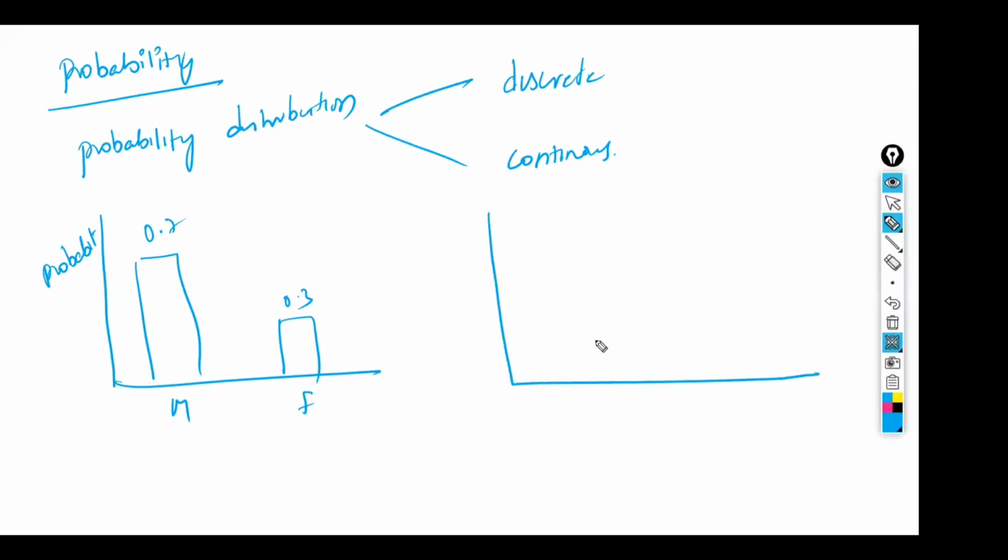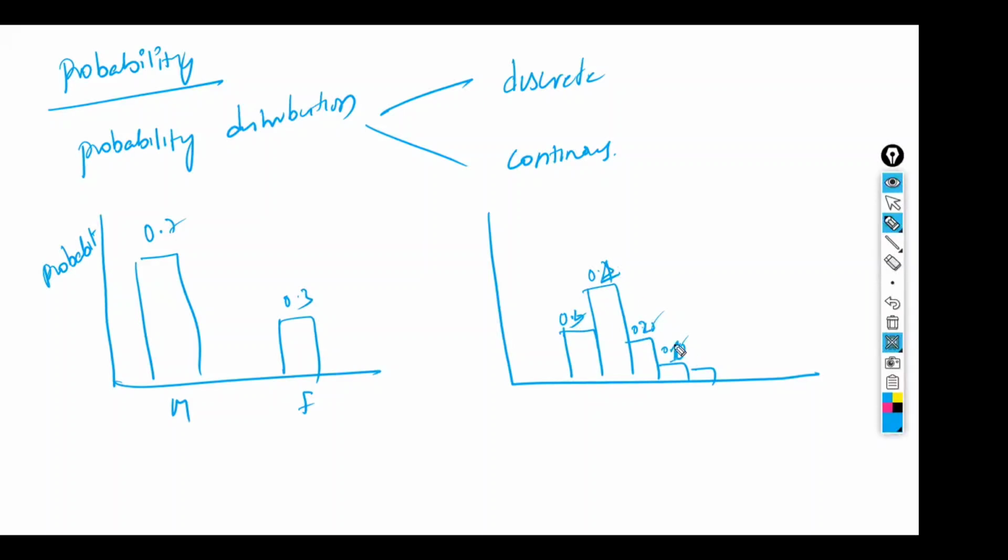Similarly, if you have a continuous variable, for example from 0 to 10, how many students are there? From 10 to 20, how many students? 20 to 30, how many students? You calculate the probability for each of them and represent it as a bar. Like this, you represent the entire set of bars. Then it is called a probability distribution. For example, you can take these as 0.3, 0.4, 0.25, 0.15.